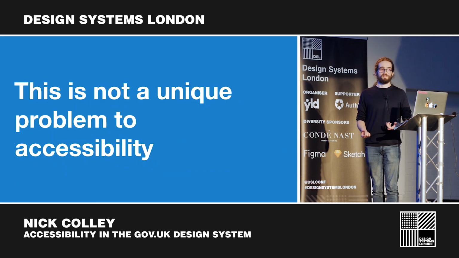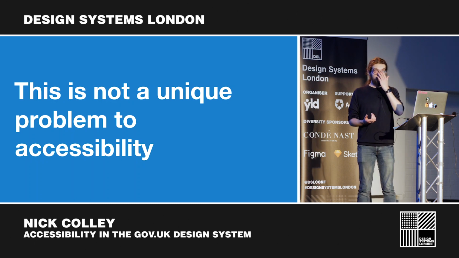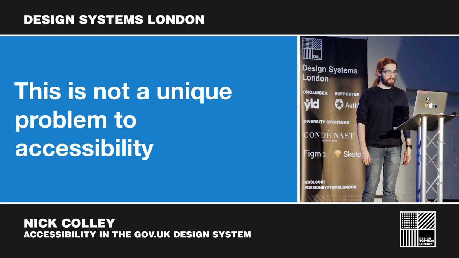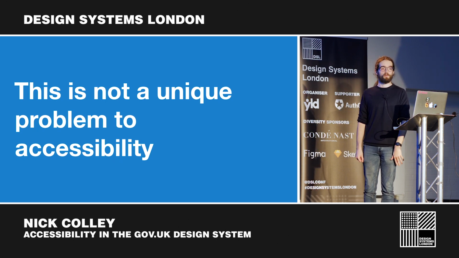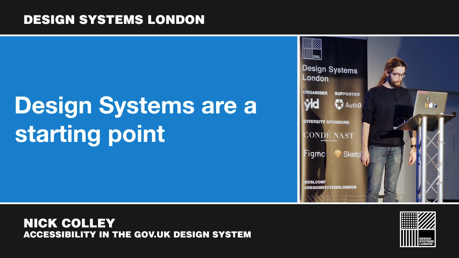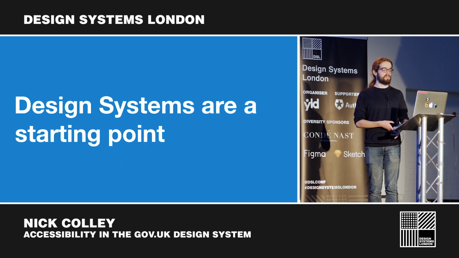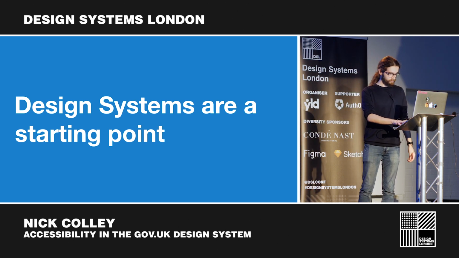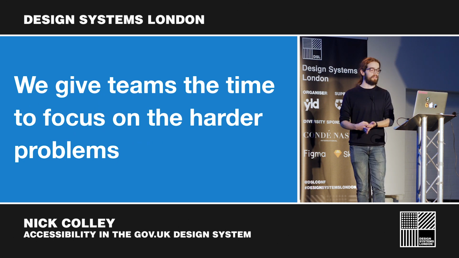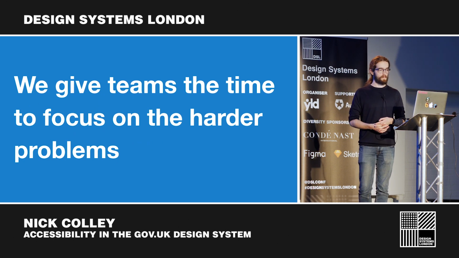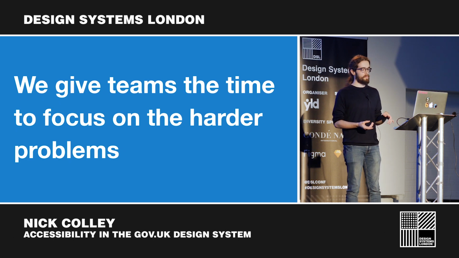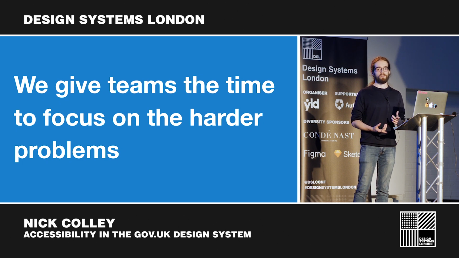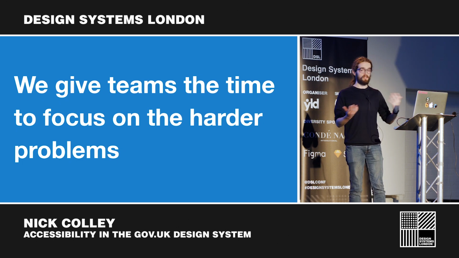This isn't a unique problem to accessibility. Patterns and design systems can give people the false sense of security that they don't need to do their own research. So patterns shouldn't replace the design process. With this in mind, design systems are a starting point. Everything I've covered here ideally should be done by the service teams we support. But by fixing the most basic accessibility issues in the reusable components and patterns, we give service teams the time to focus on the hard problems specific to their service that we don't even know about.